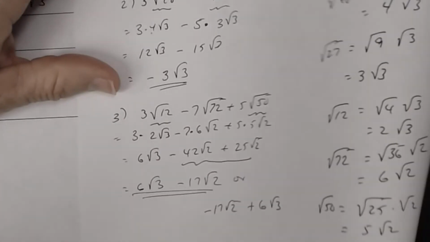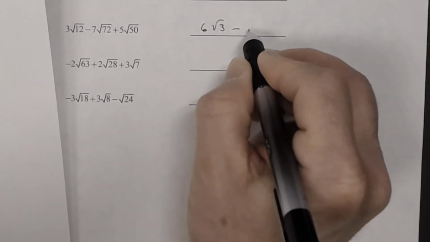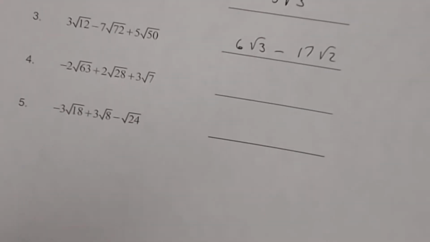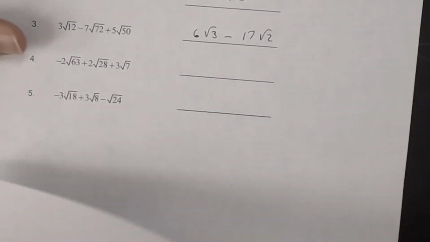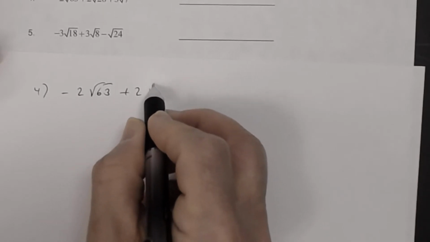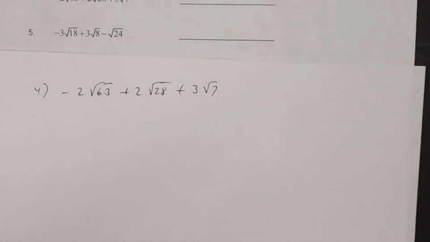So the answer number 3 will be 6 square root of 3 minus 17 square root of 2. All right, now let's look at number 4. All right, number 4, we have negative 2 square root of 63 plus 2 square root of 28 plus 3 square root of 7. Okay? All right, so negative 2 square root of 63 plus 2 square root of 28 plus 3 square root of 7.